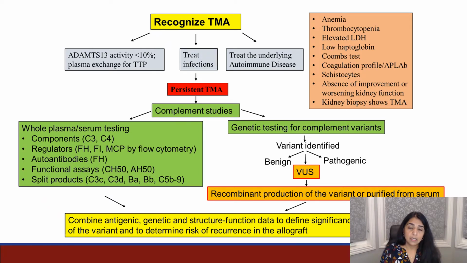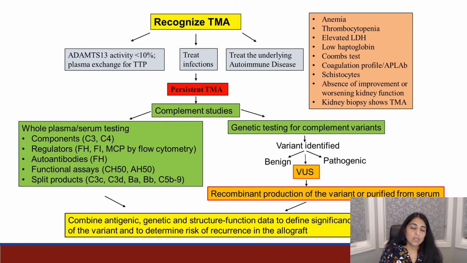And complement studies include two major aspects. One is genetic testing for looking for complement defects or complement mutations. And the other set of studies includes serum testing for certain levels of complement components. That serum testing includes C3 and C4, looking for antigenic levels of complement regulators factor H, factor I, MCP, which is membrane cofactor protein, looking for autoantibodies to complement proteins that may be the cause of the complement defect, the most common being factor H autoantibody, and functional assays, which include CH50 and in some cases AH50.